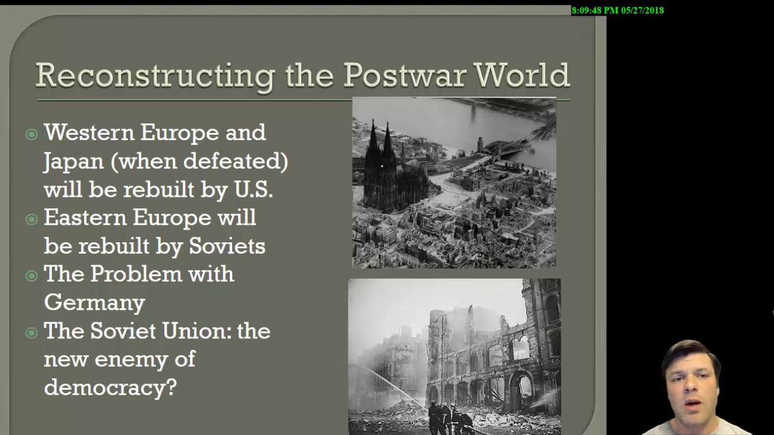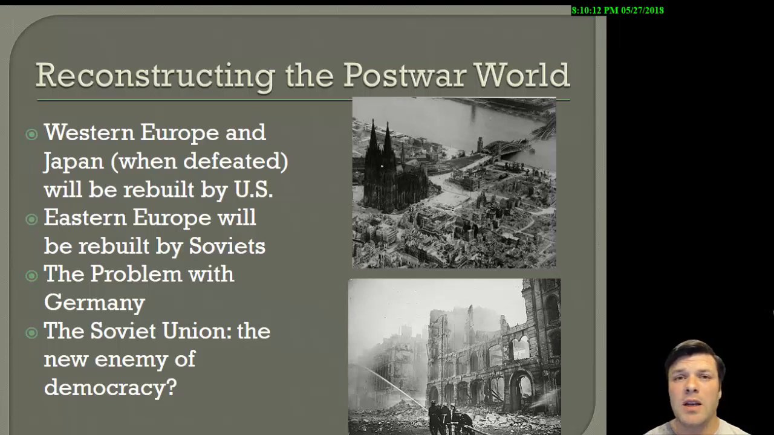But before we go any further, I want to make sure that we talk about what this post-war world is going to look like, because as you're going to find out, the post-war world is even as important as the war itself. In Western Europe, the Americans and the British had done most of the fighting and most of the dying, and so we could expect to have a very heavy hand in reshaping that part of Europe.